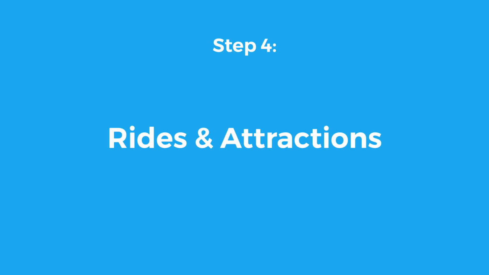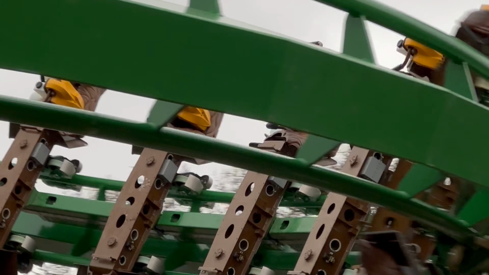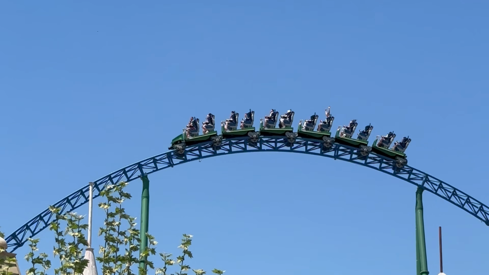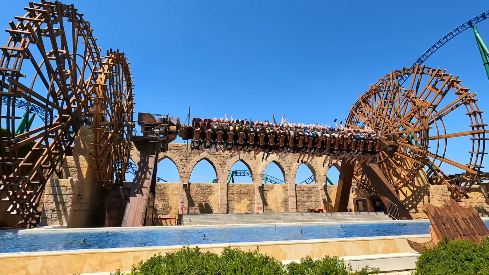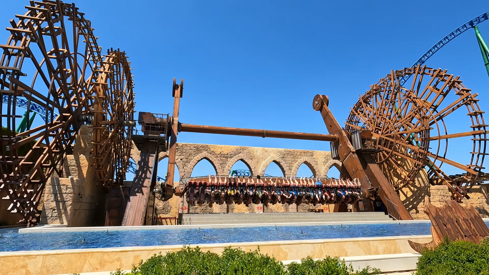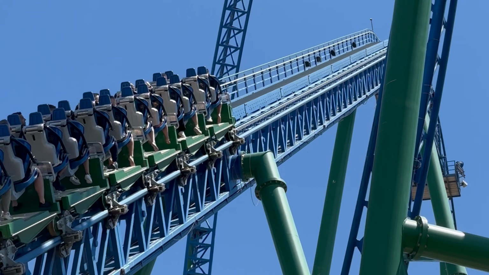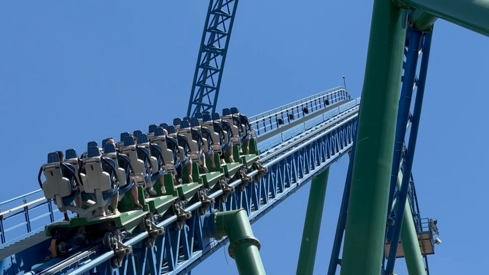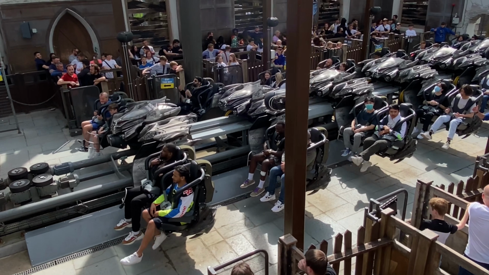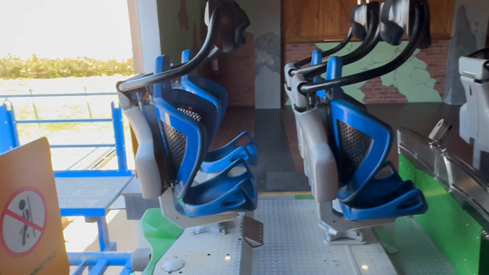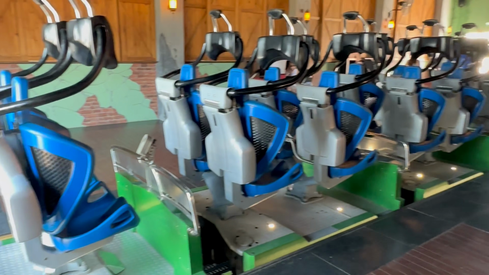Step 4. Rides and attractions. Make sure you offer a variety of rides and attractions that cater to different interests and age groups. It's important to have a mix of thrill rides, family-friendly rides, and interactive experiences. Having roller coasters which haven't been seen in the country that your theme park is based in would be an ideal situation. For example, if your theme park was based in the United Kingdom and you got an RMC, it will quite quickly become one of the more popular UK theme parks.